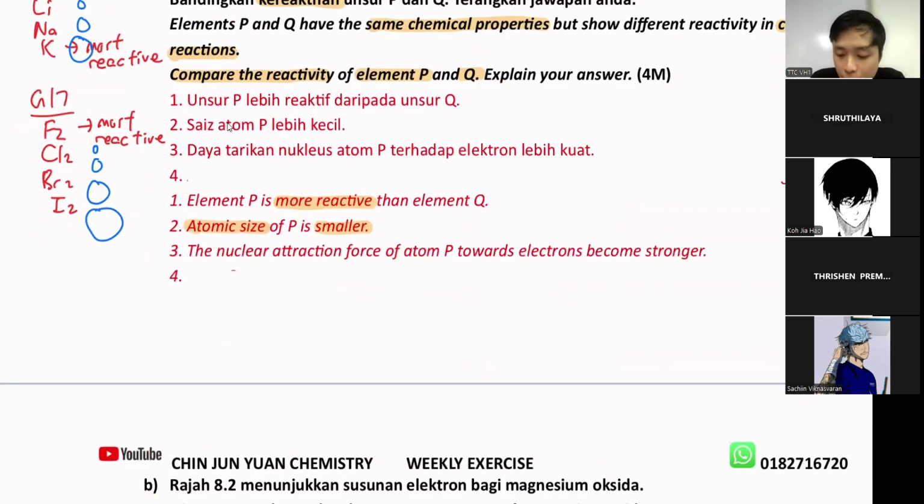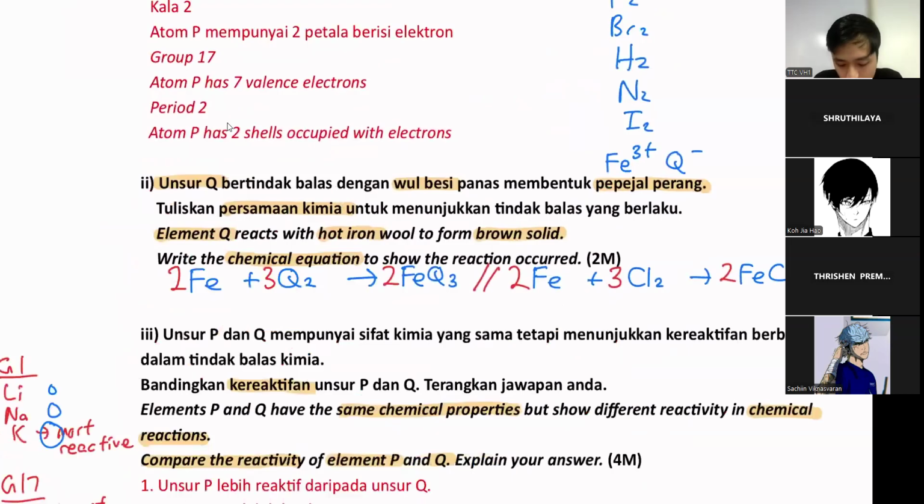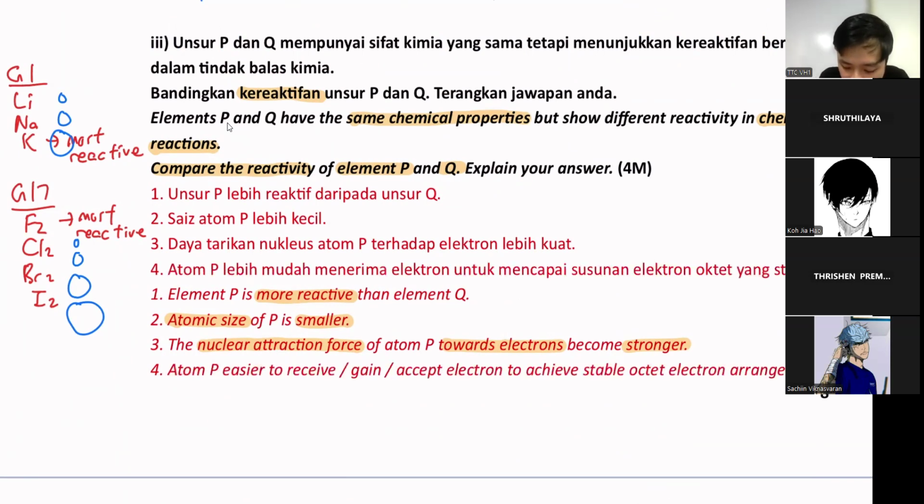If they give 5 marks, then you can say the distance between the nucleus and the valence shell is smaller in atom P. For this one, you just say the nuclear attraction force towards electrons becomes stronger. F2 is stronger. Size smaller, nuclear attraction force stronger. That's why P is easier to accept electrons.